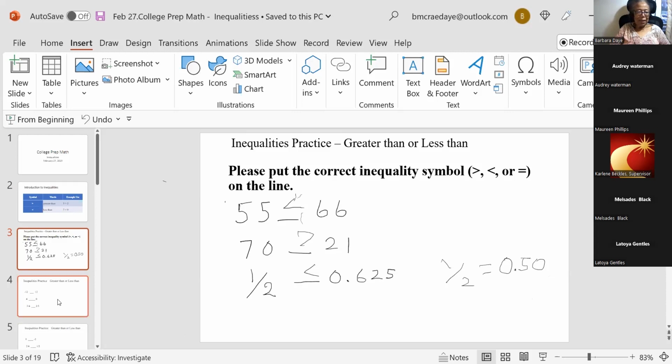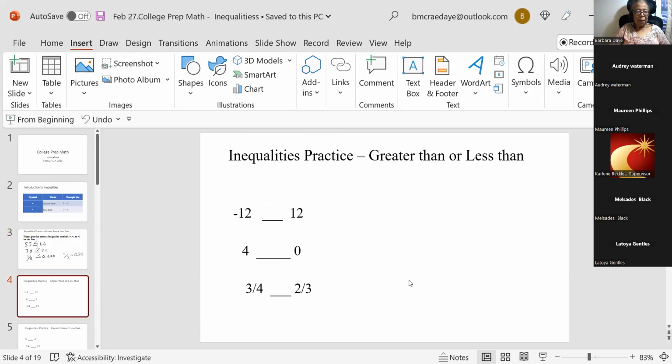All right, now let's go to the next. Okay. Greater than or less than. Now remember, not only can you have fractions or decimals, you can have negative and positive numbers. Okay, now, Latoya, are you there?